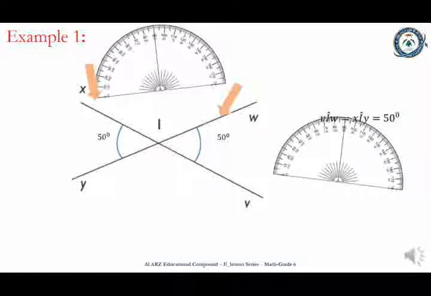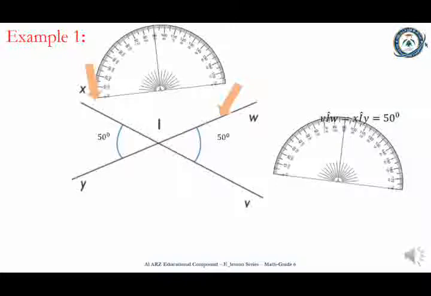Now use your protractor again to measure the angle XIY. Place the center of the protractor on I. Place this zero on IY. We will work on the outside scale now. Start counting 0, 10, 20, 30, 40, 50. Stop at 50. Is this measure reasonable? Yes, it is, because it's an acute angle. So the measure is also 50 degrees. What do you notice? Yes, they are equal. VIW equals XIY equals 50 degrees.